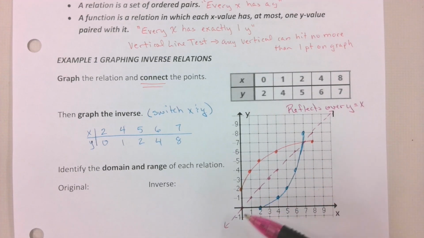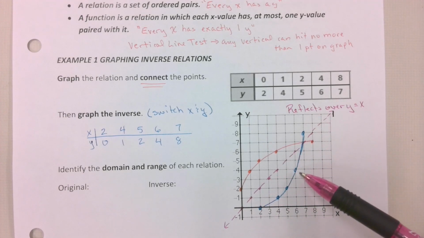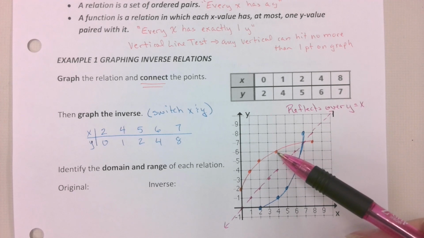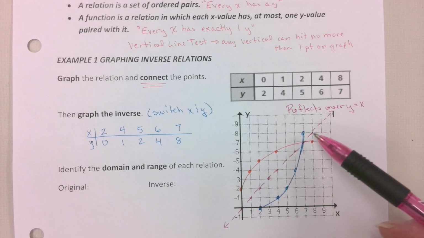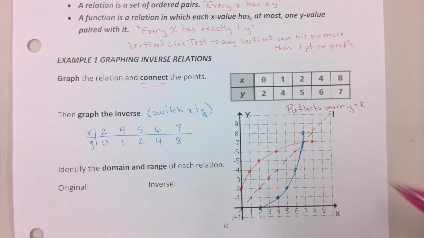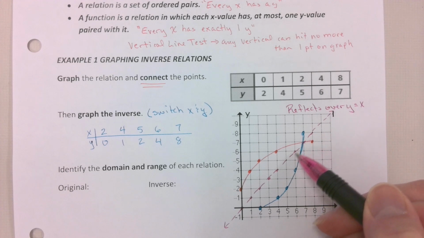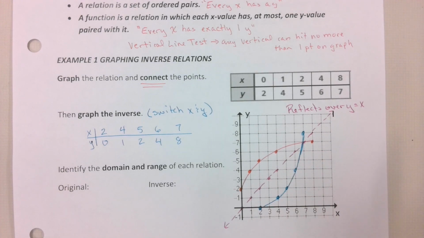So if you would take your paper and you would fold it right along this line, this point here at 6, 4 would reflect back over to the original point of 4, 6. This point on my inverse of 7, 8 would reflect back to the original point of 8, 7. And notice if the lines intersect, they intersect on the line y equals x. So that's what it looks like.